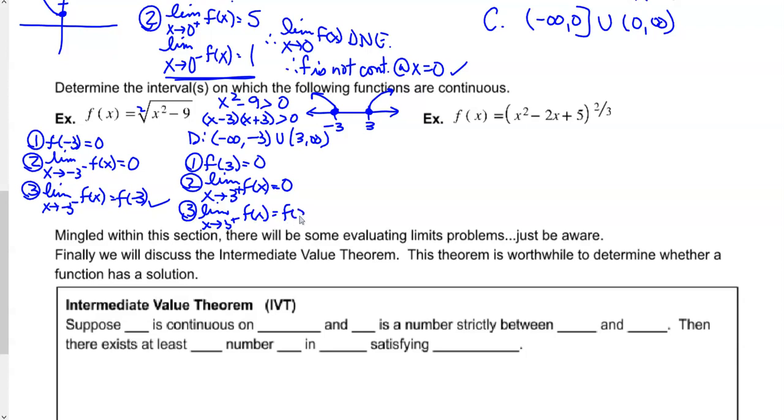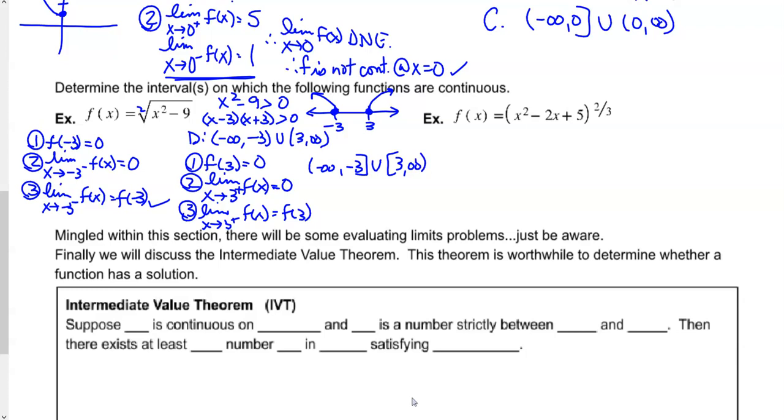Hence, the final interval that I can get from this function, I know it's a little bit long to write out, but from negative infinity to negative 3, including negative 3 with a bracket, union a bracket of 3 to infinity, would give me that continuous function. Okay? All right, very good.